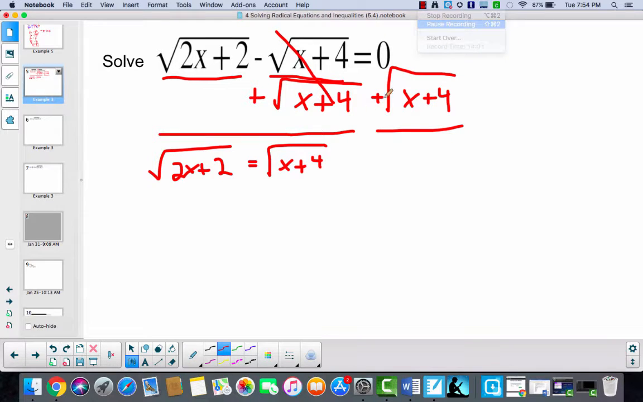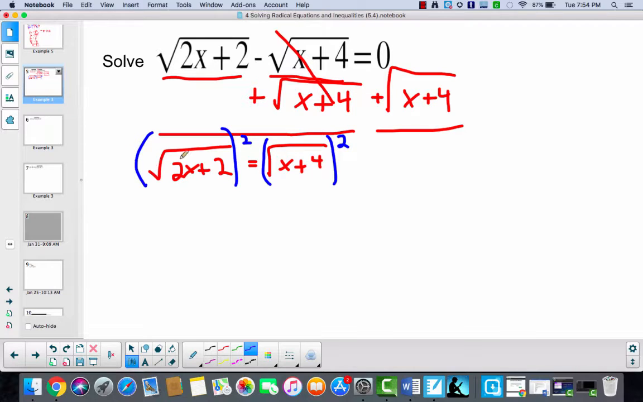Okay, so when I move this square root of x plus 4 to the other side, they're going to cancel here. Now I have a radical on either side. That works out kind of nicely, because then, how would I undo this radical? I'm going to square it. But if I square one side, I have to square the other side.